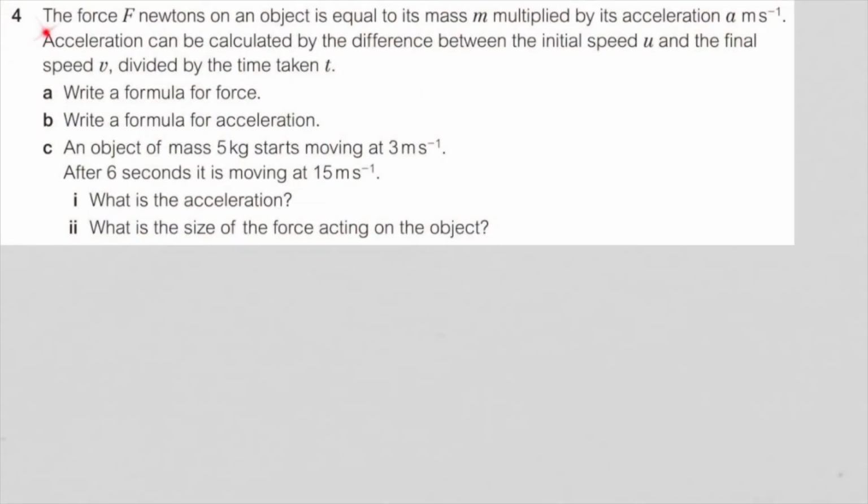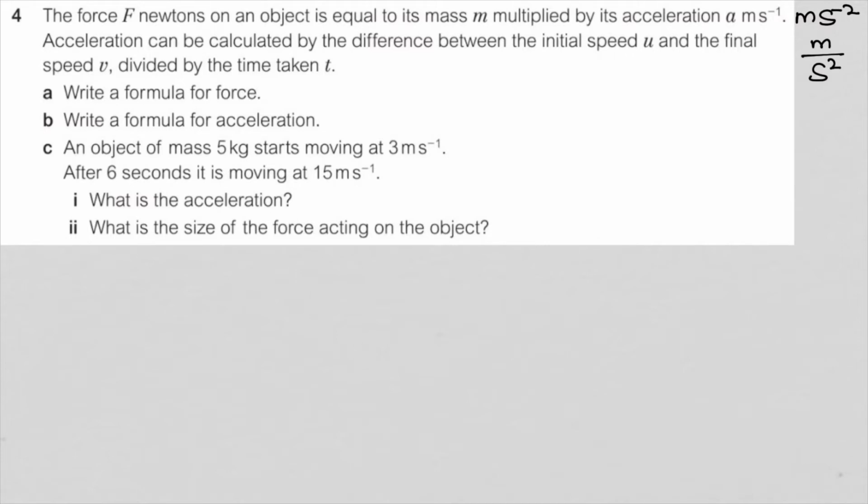Question 4. The force F newtons on an object is equal to its mass m multiplied by its acceleration a in meters per second squared. There's a typo here, so that should be meters per second squared. That means meter over second squared. That's the unit for acceleration.